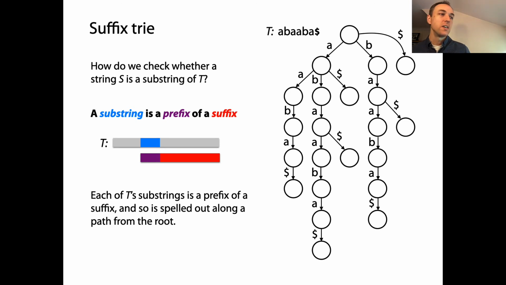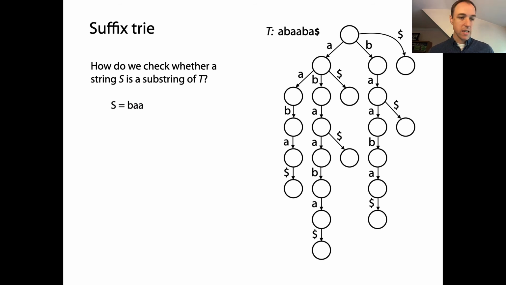And so each of t's substrings is spelled out along a path starting from the root, right? Any substring you care to pick of t is spelled out along some path starting at the root. Why is that? Well, because we've got all the suffixes in here, and a substring is just a prefix of a suffix. So it must be along one of those paths. Okay, so let's take as an example a simple query string of BAA. We would like to answer the question, is BAA a substring of t?